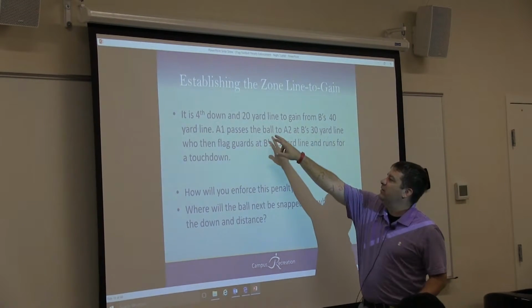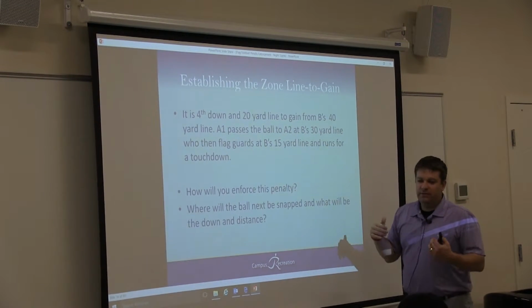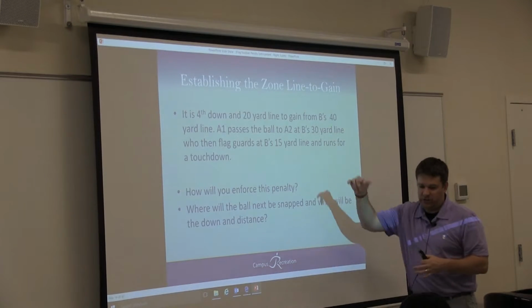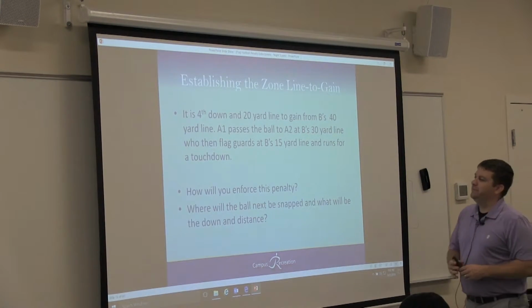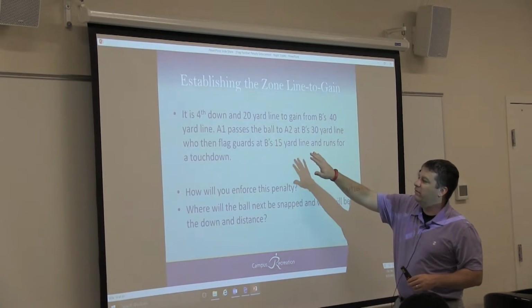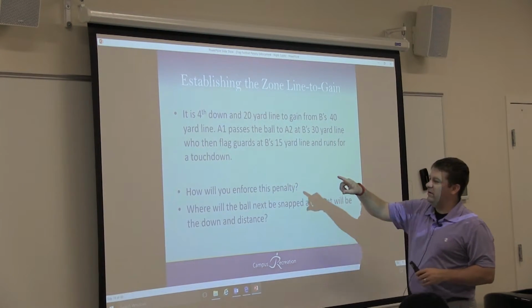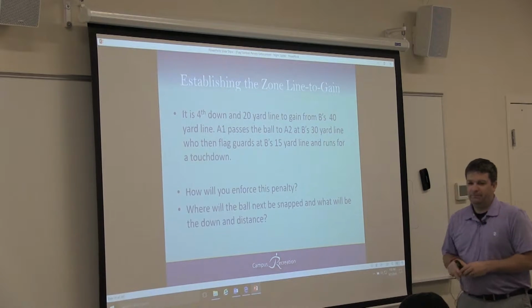Okay, you have 4th down, 20-yard line to gain from the 40. So I'm on the 40, I've got to get to the 20, and I'll show it to you here in a second. A1 passes the ball to A2 at B's 30-yard line, who flag guards at the 15-yard line and runs for a touchdown. All right.